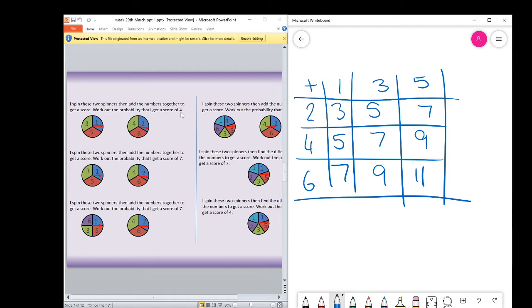Work out the probability I get a score of 4. Oh, look here. There's no 4s. So the answer for that one is just 0. Okay, the probability is 0. There are no 4s if I add them up.